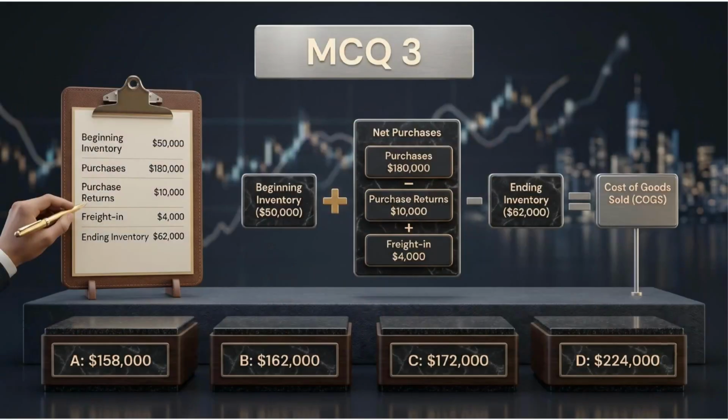MCQ 3 is a periodic COGS calculation. A company uses a periodic inventory system. Beginning inventory is $50,000. Purchases are $180,000. Purchase returns are $10,000. Freight in is $4,000. And ending inventory is $62,000. What is cost of goods sold? A. $158,000. B. $162,000. C. $172,000. D. $224,000. Work the periodic formula carefully and choose your answer now.